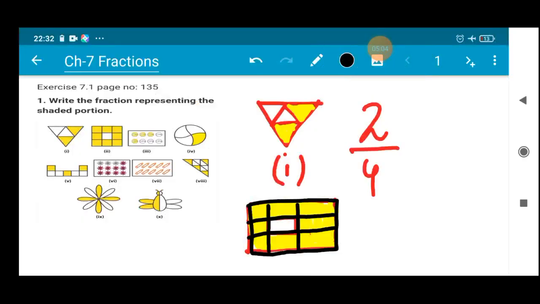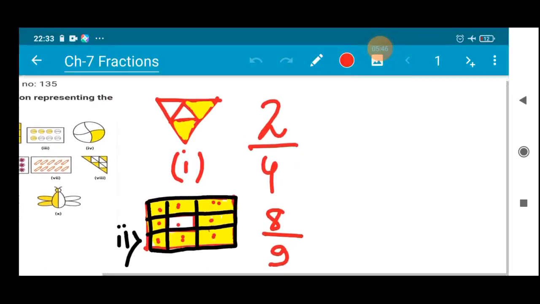So this is what the figure is representing in part 2 of question number 1. You have to find what fraction is representing the shaded portion. 1, 2, 3, 4, 5, 6, 7, 8. So that is 8 parts in the shaded region out of 9, right? There are a total of 9 parts, that is, the whole is 9. 1, 2, 3, 4, 5, 6, 7, 8, 9. So out of 9, 8 grids are covered with the yellow shaded region. So this is 8 by 9.